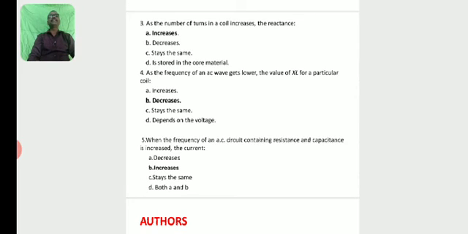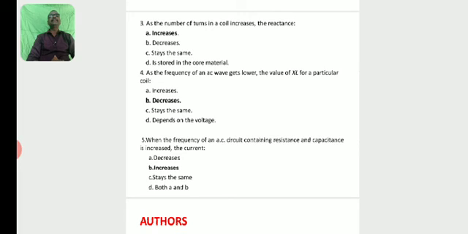As the number of turns in a coil increases, the reactance: again there are four choices, increases, decreases, stays the same, is stored in the core material. I think the first one, increases. As the frequency of an AC wave gets lower, the value of XL for a particular coil decreases.